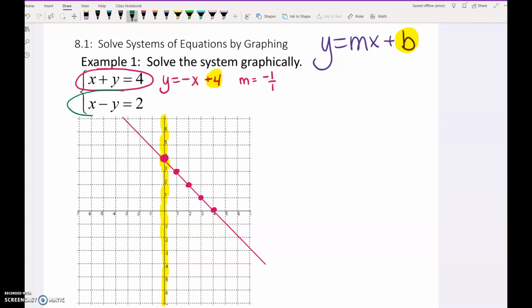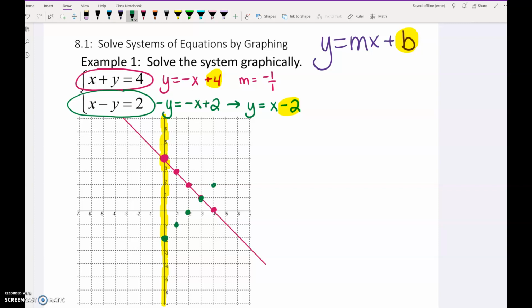Our next equation, what do we need to do? So negative y equals negative x plus 2. Multiply everything by negative 1 or divide everything by negative 1, we get y equals positive x minus 2. We're going to start at negative 2 on the y-axis, and our slope is 1, up 1, right 1.